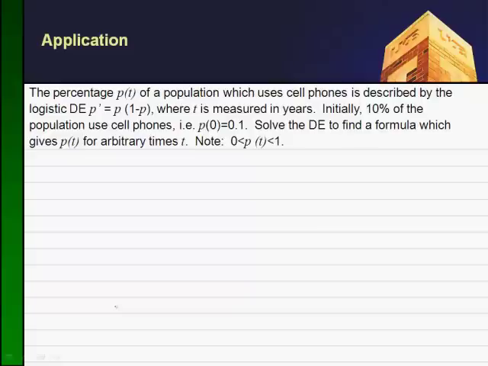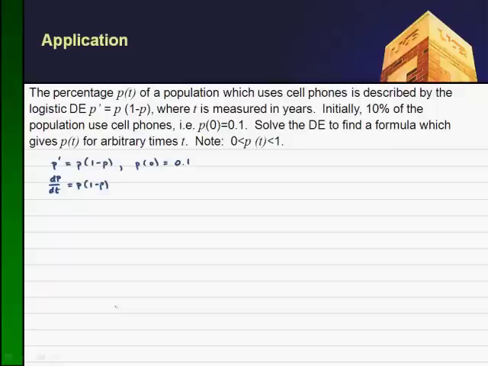Note that P of t lies between 0 and 1. So let's write out the DE. We have P prime equals P times (1 minus P), and we have an initial condition, P of 0 is equal to 0.1. Just by looking at the DE, we can tell that it's nonlinear. If we distribute the P, we get P minus P squared, which is nonlinear. So let's use the separable technique, and I'll write this as dP dt is equal to P (1 minus P).